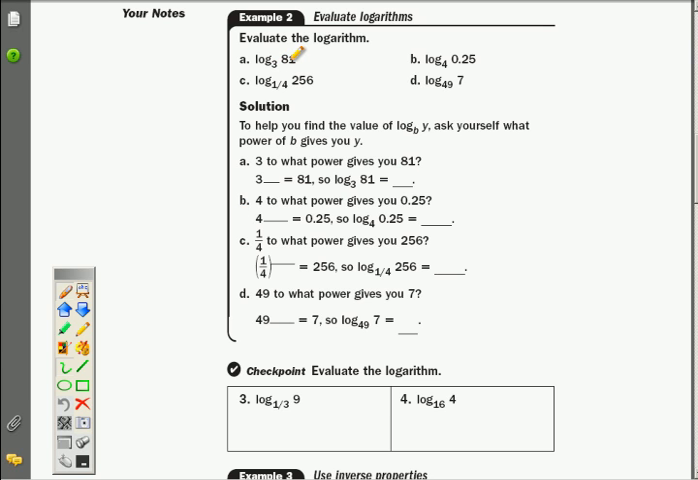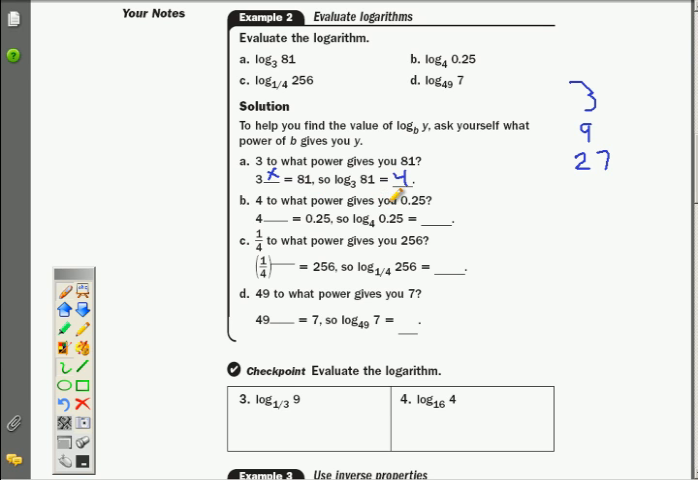3 to the what is 81, essentially what that's asking us. So 3 to the x equals 81. So 3 to what power do you think that is? Well, 3 to the 1 is 3. 3 to the 2 is 9. 3 to the 3 is 27. Oh, there it is. 3 to the 4th power is 81. So 3 to the 4th power is 81.